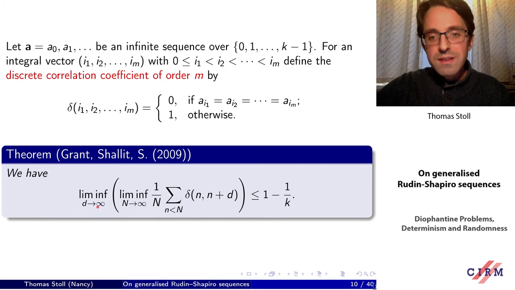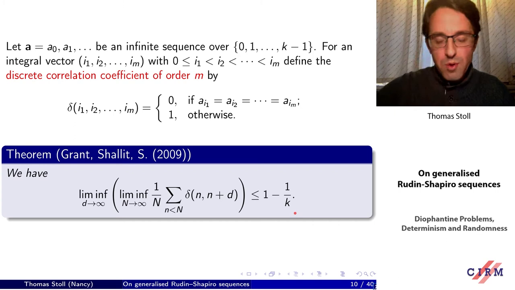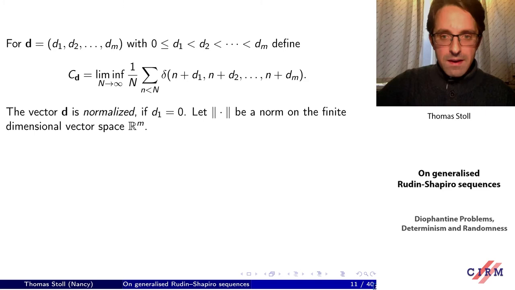And the surprising part is that for Rudin-Shapiro, basically you hit the bound. You can actually get exactly to the bound. And one application, one motivation, was to construct some kind of sequences on a k-ary alphabet that hit this bound. And these were our generalization of the Rudin-Shapiro sequence. I just mentioned one related result in that context.